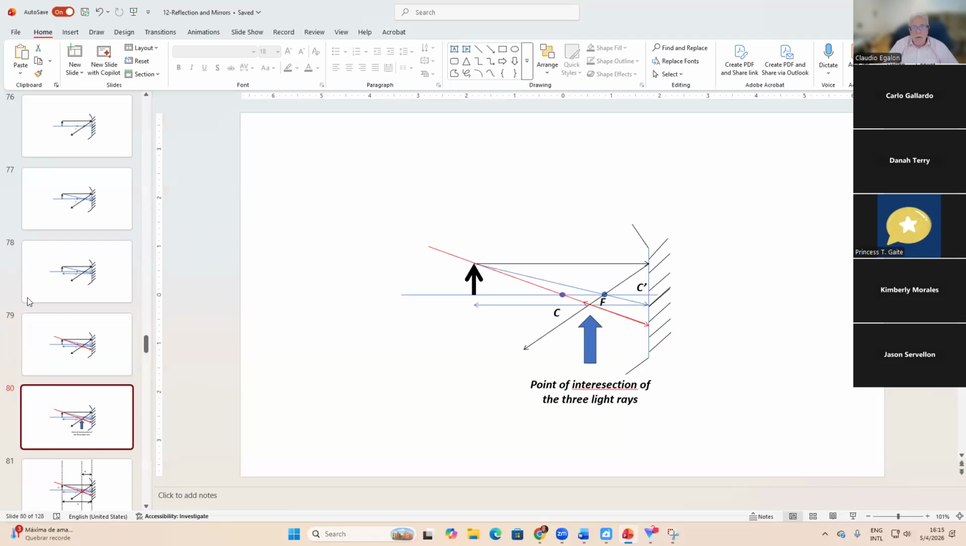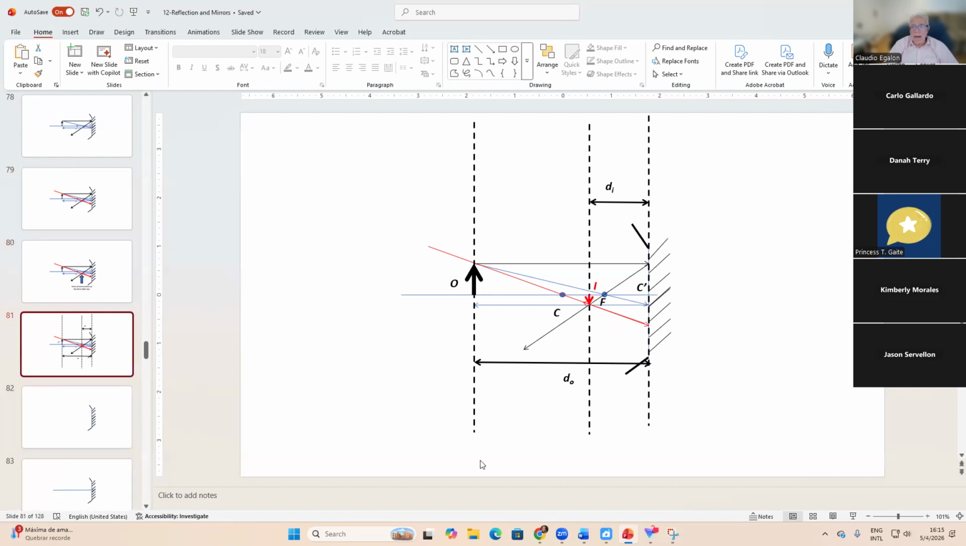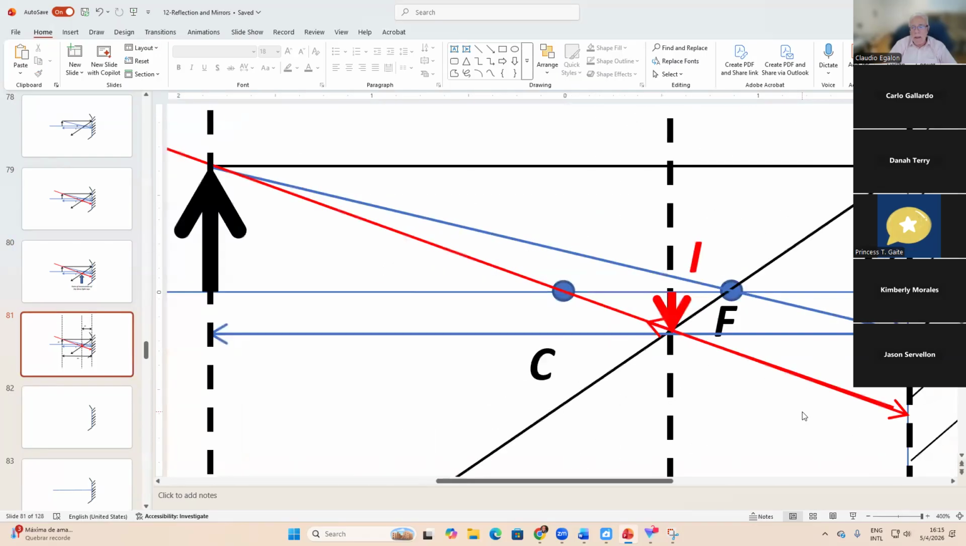We could draw the 4th light ray, right? The 4th light ray that goes exactly towards the center, the intersection of the mirror and the principal axis. And the 4th light ray would be reflected towards the same point. Here you go. Here's the image in red color. Let's zoom in. Okay, that's the image where it is formed.